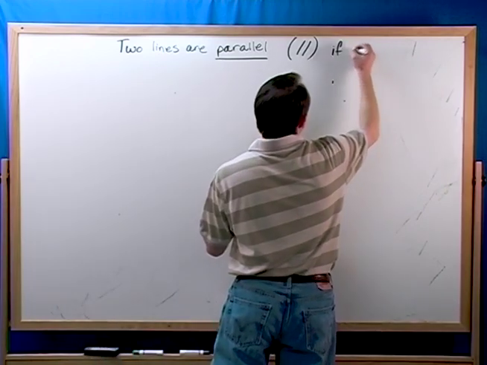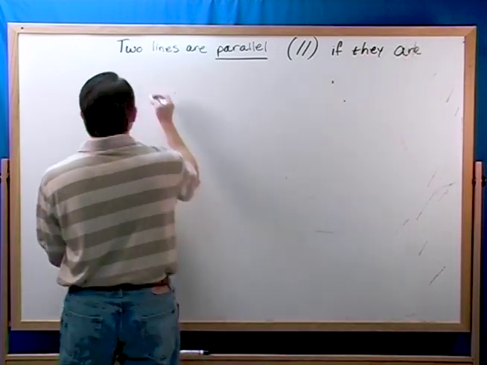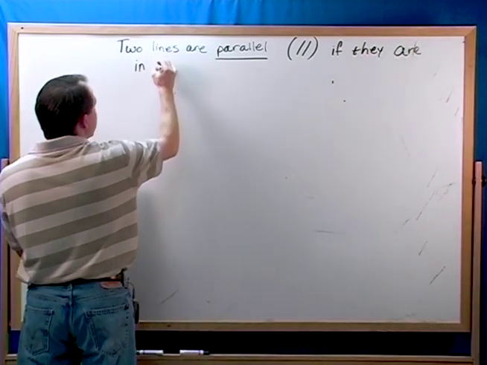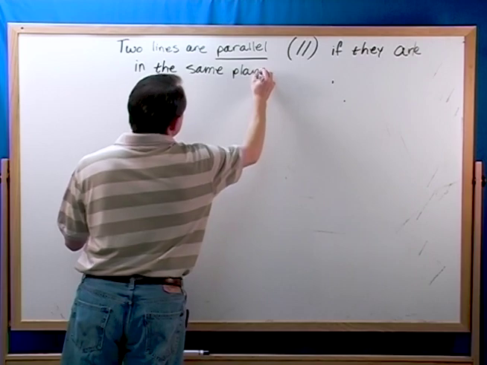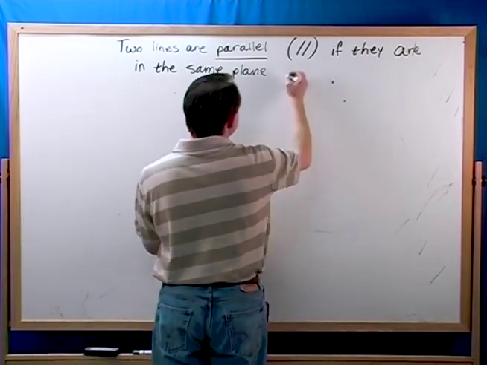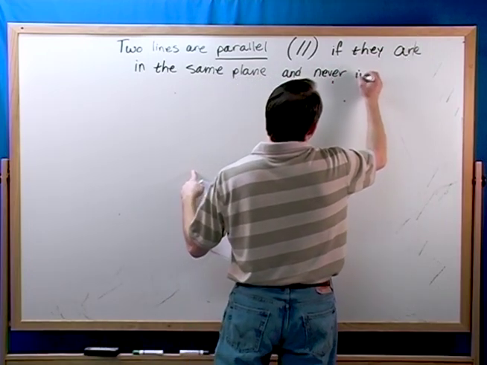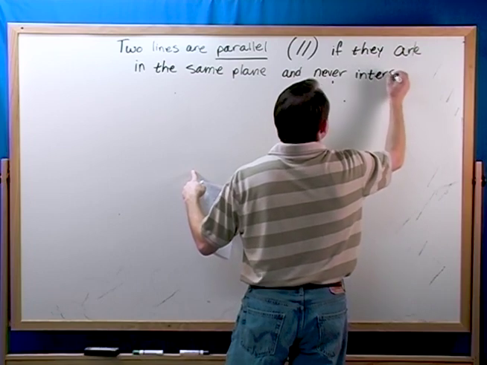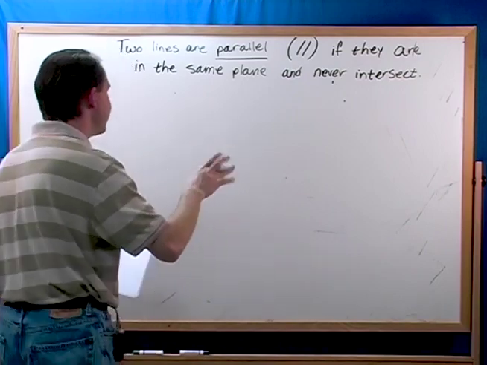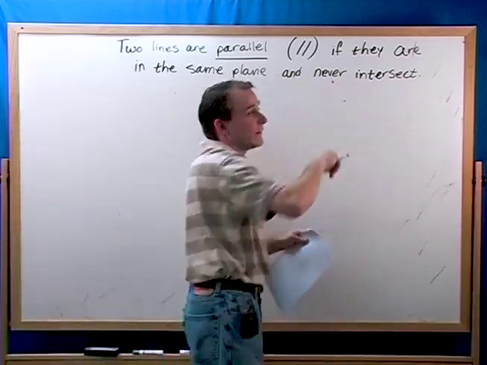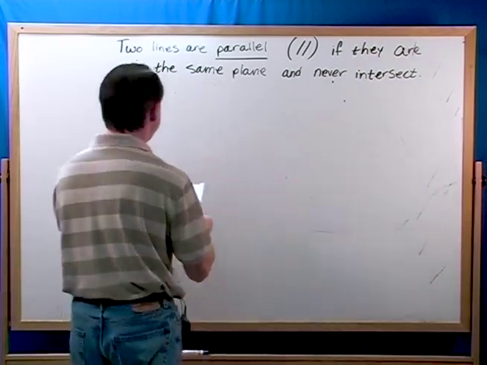If they are in the same plane, and I'll explain that in a moment, and they never intersect, which means they never cross, right? All right, now what does this mean here? If they're in the same plane and they never intersect. Now the never intersect part is exactly what I told you already before when I put my hands here. They never intersect, they never cross. So all I really need to do is explain the first part.